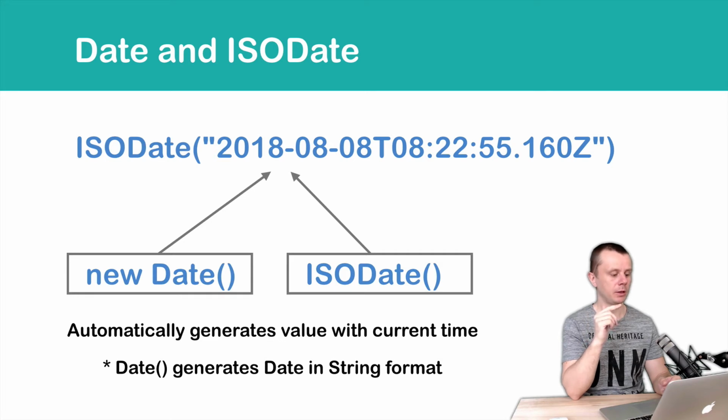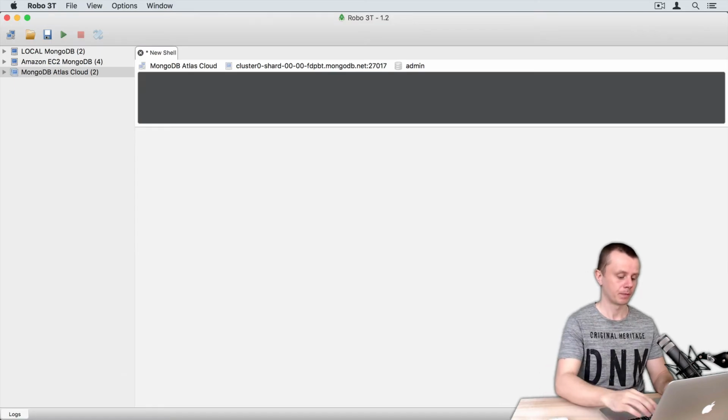Please note that if you will omit new keyword, if you just use date and parentheses, then you will generate date in a string format without any type information. So let's look at this in action and switch to the MongoDB shell.